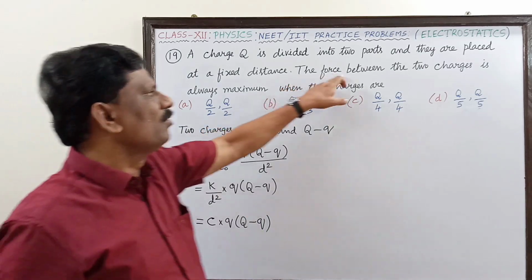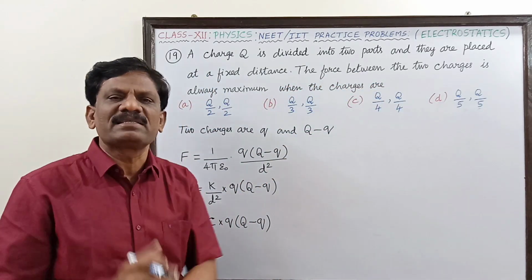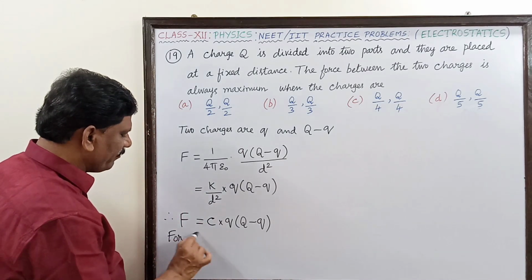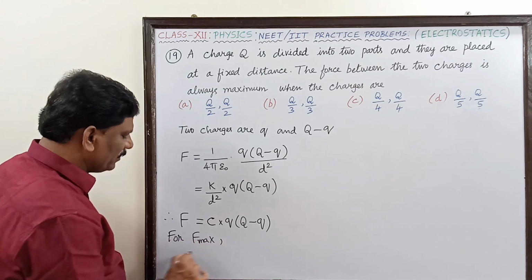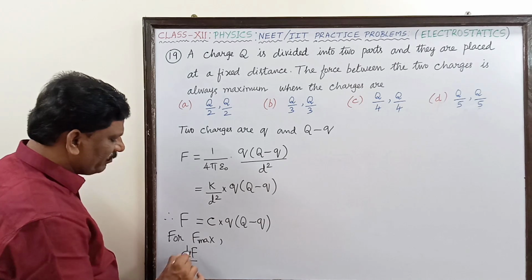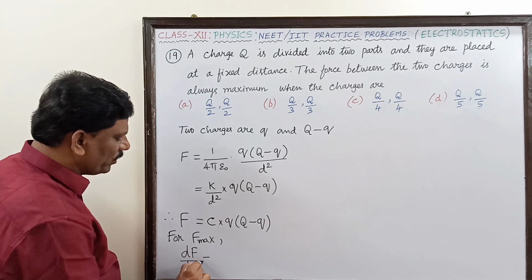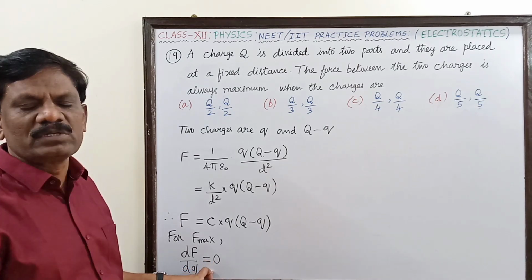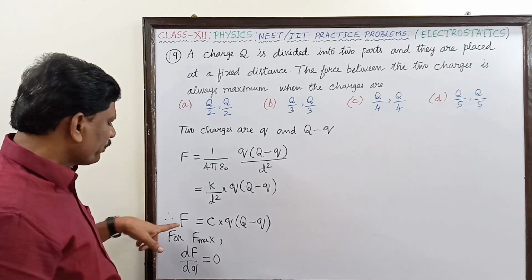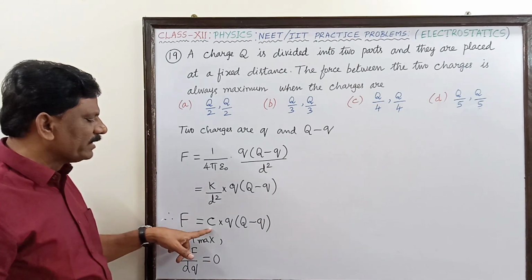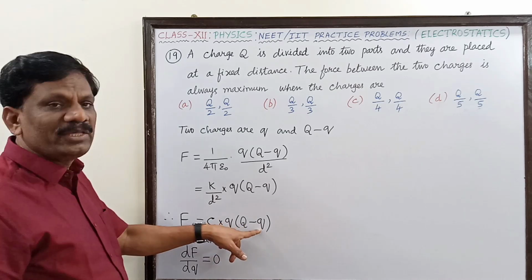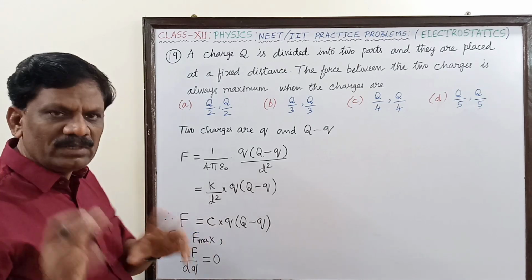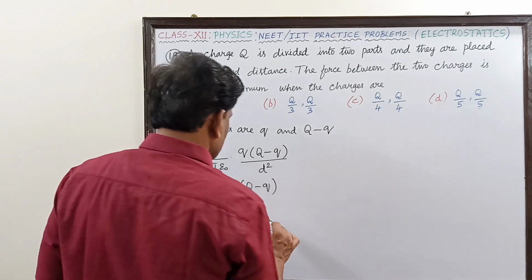Now what is given? The force between the two charges is always maximum. That means for maximum force, for F maximum, the differentiation of the force with respect to the charge dq will be equal to 0. So this is the condition to be satisfied for the maximum force between the two given charges. In this equation, force F is equal to constant C into small q into capital Q minus q. Differentiation of this force with respect to the charge small q is equal to 0. So this is the first equation.